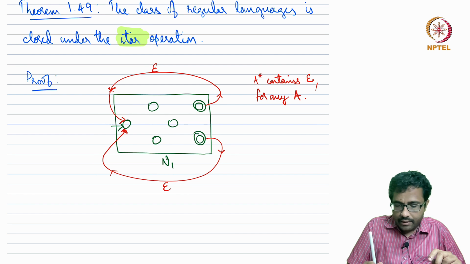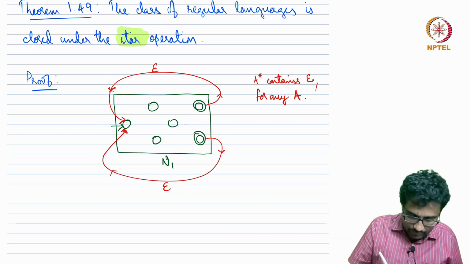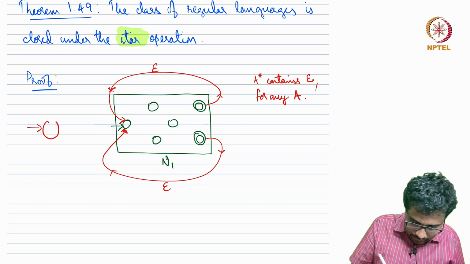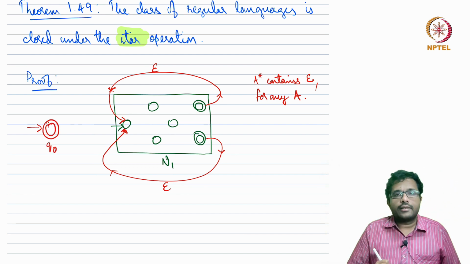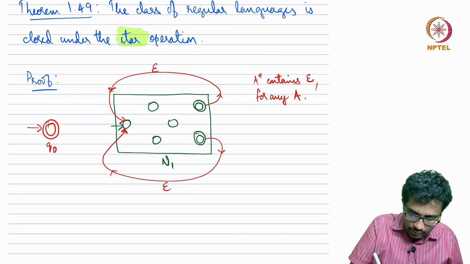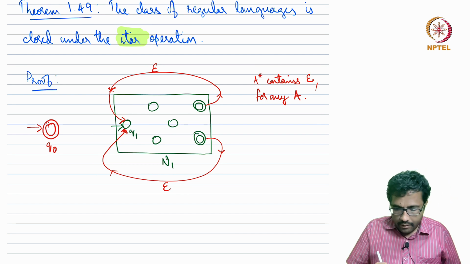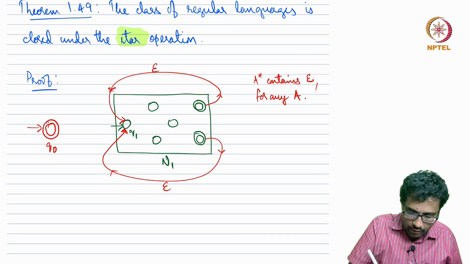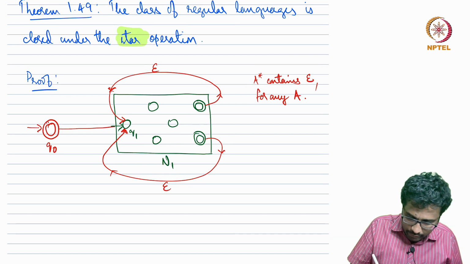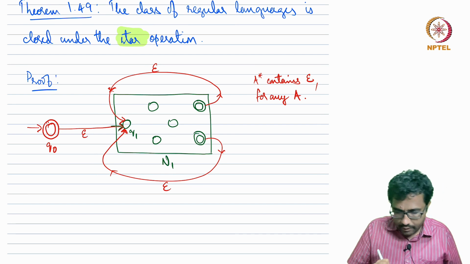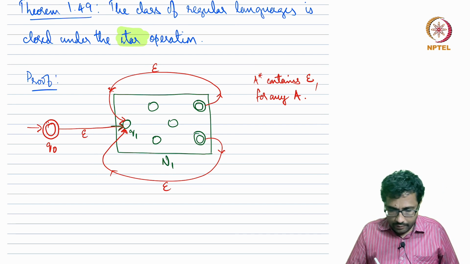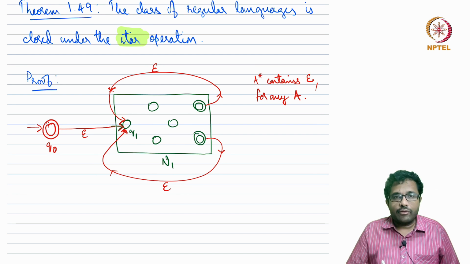So what is the other simplest way? The other simplest way is to just add a new start state, which is an accepting state. Let's call this Q0. So this old one was, say, Q1, and we have an epsilon transition from Q0 to Q1. Now the empty string will be accepted because the start state is an accepting state. So the empty string is automatically accepted, right?